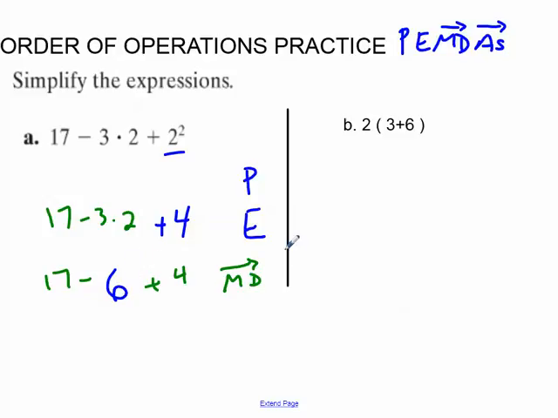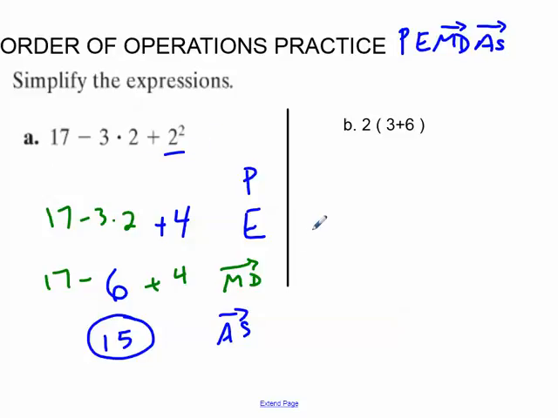All right, last step, addition and subtraction. I've got addition and subtraction here, so I'm going left to right. 17 minus 6 is 11, plus 4 is 15. Addition and subtraction left to right, done. There I have evaluated my expression.